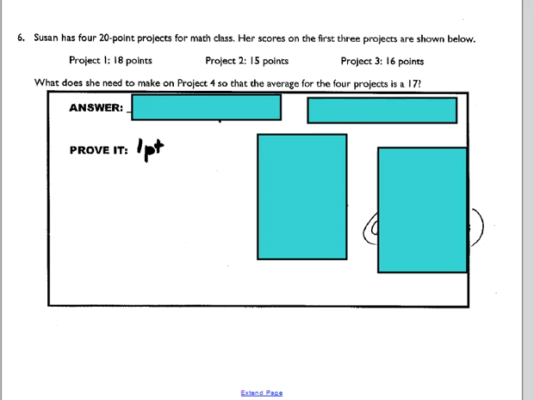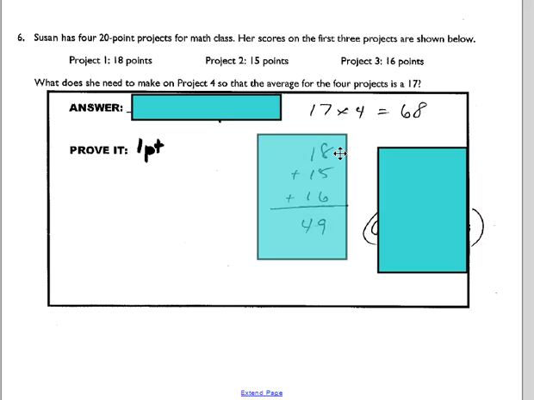Number 6, she has 4 projects. She wants to know what she has to do on the 4th one to get an average of 17. All right, so if we want an average of 17 on 4 tests, think of it like this. We want our 4 tests to add up to 68. Because if we want an average of 17, on 4 different things, we can multiply 17 and 4, and this tells us what our data should add up to. So that's where we can start.